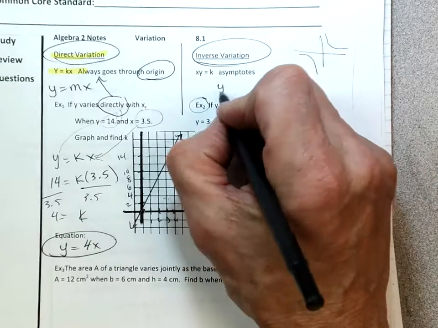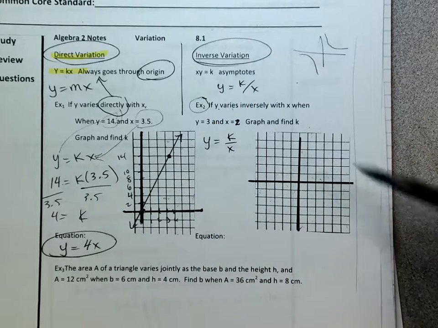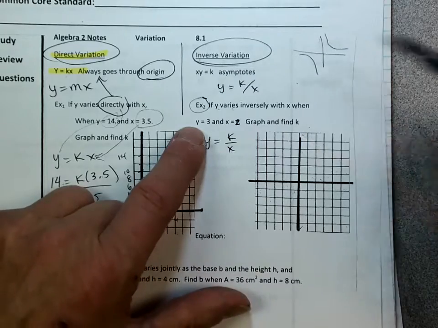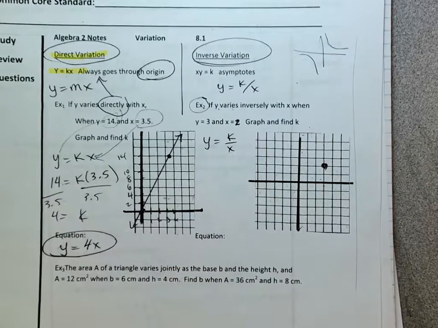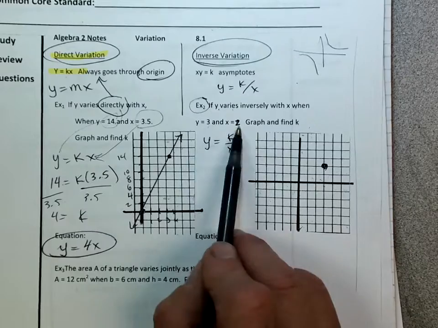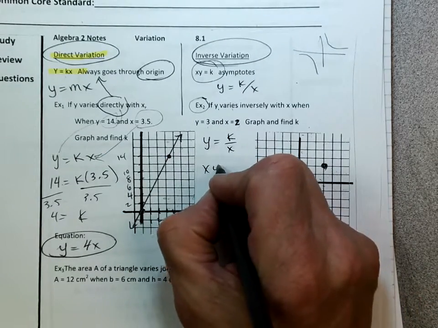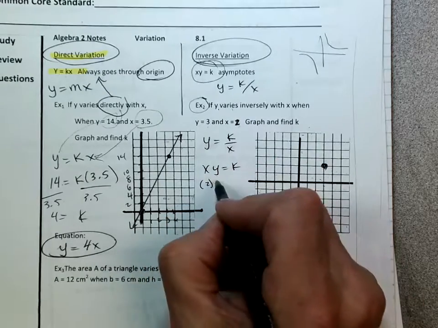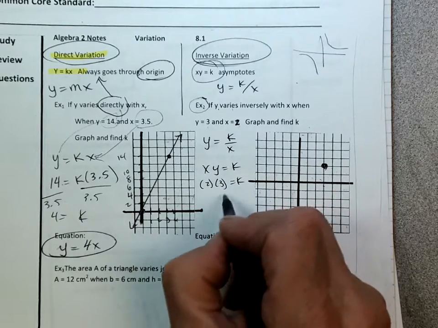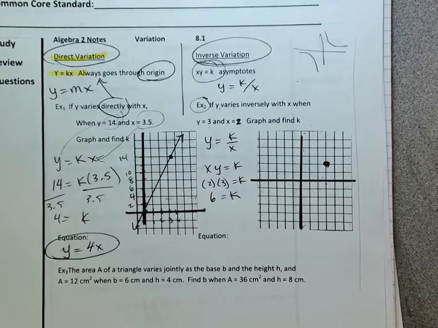Same equation, it's just that one is solved for y and one is not solved for y. So let's go ahead. If y is 3 and x is 2, I have a point there, okay? So that's enough to be able to find k. If I want to find k, I can plug both y and x into xy equals k. So if x is 2 and y is 3, then k is 6, right? I just multiply. That's all I did.